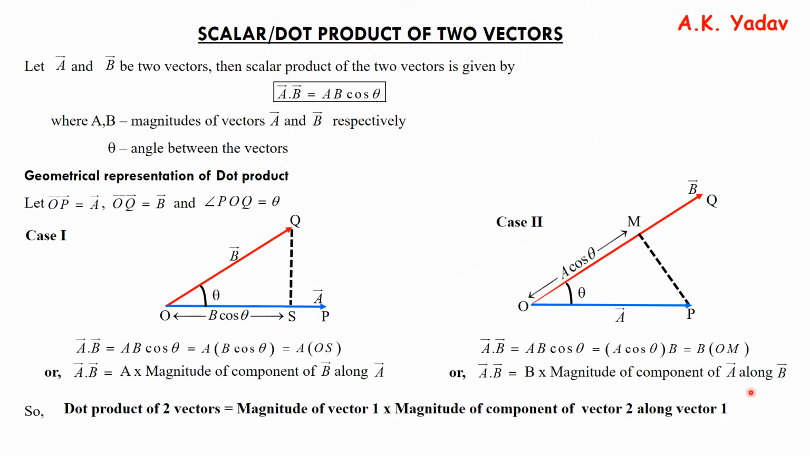So what is the conclusion? It is that the dot product of two vectors is equal to the magnitude of vector 1 into the magnitude of the component of vector 2 along vector 1.